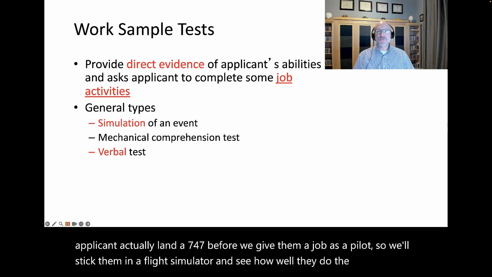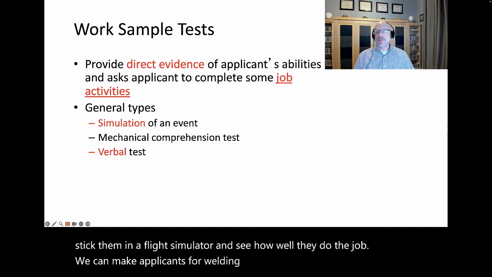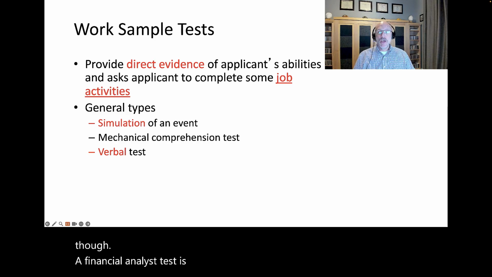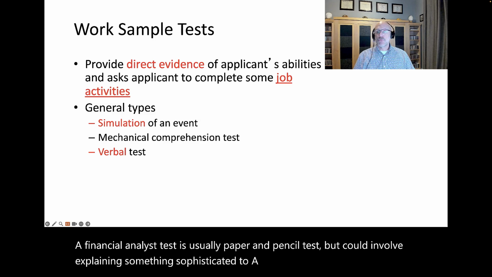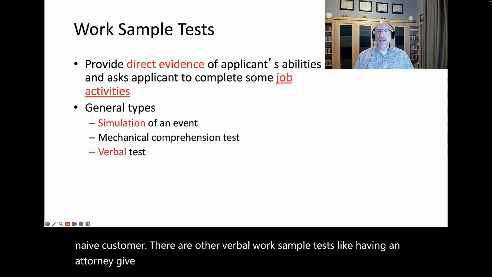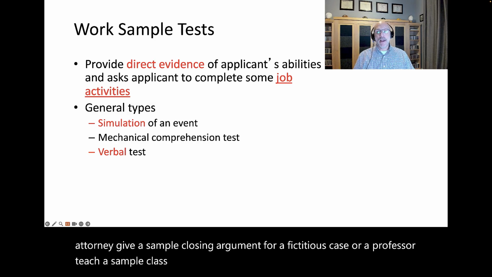We can make applicants for welding jobs actually do some welding, though. A financial analyst test is usually a paper and pencil test, but could involve explaining something sophisticated to a person who is role-playing as a naive customer. There are other verbal work sample tests, like having an attorney give a sample closing argument for a fictitious case, or a professor teach a sample class before getting hired by a university.